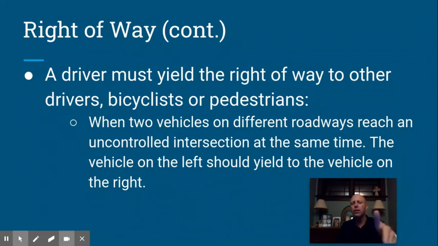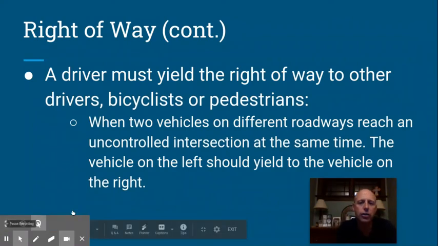What they're talking about here, though, when they say uncontrolled, is that there are no stop signs, no stop lights, and no yield signs. There are no traffic control devices, no signs, no signals to tell you what to do. But there are rules to tell you what to do. So there are actually things controlling what's supposed to happen. They're just rules that you have to know.